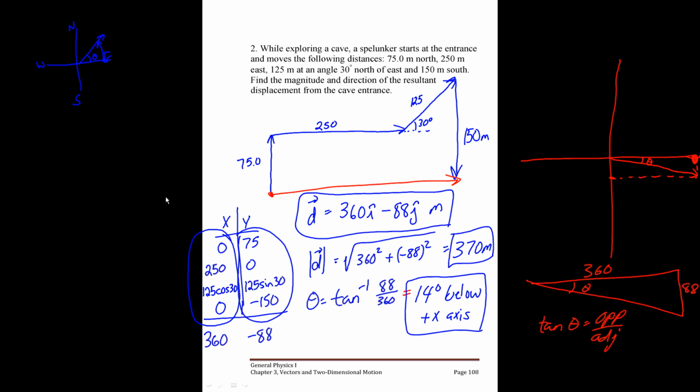You'll see this in other problems. This would not be real practical, but you could define that angle from above the plus x-axis. So that would be what, 346 degrees. You could also define it from this axis, but for this problem, that's the most obvious way to define it. But any of those would be correct.